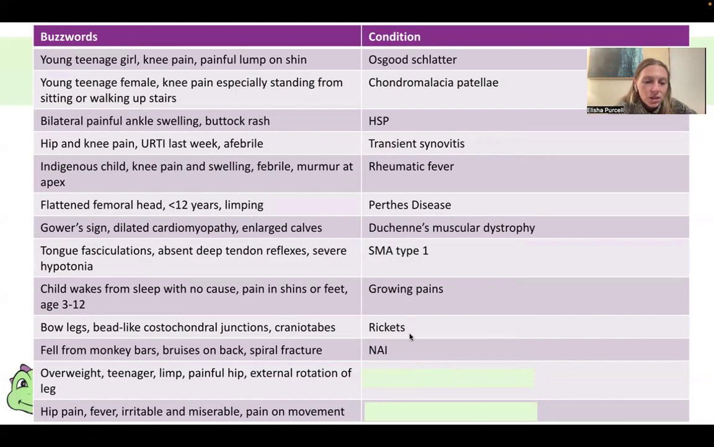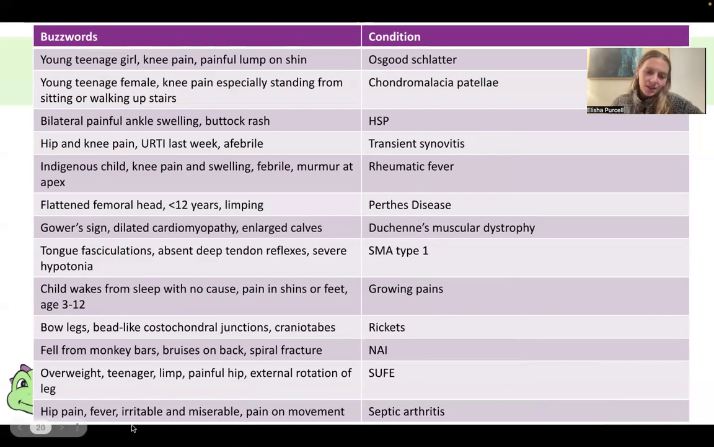Fall from monkey bars, bruises on back, spiral fracture. So this is non-accidental injury, and it does come up on exam. So do remember that as a differential, particularly when they're not matching, like a spiral fracture and a fall from monkey bars. Someone who falls from the monkey bars is unlikely to have a spiral fracture. And then overweight teenager, limp, painful hip, external rotation of leg. So hopefully you guys know this one. So we've got SUFE.